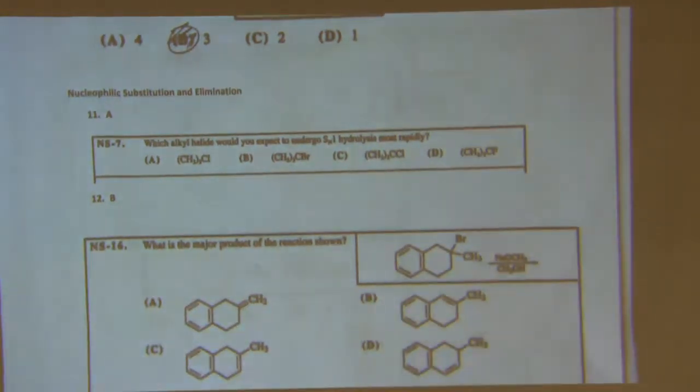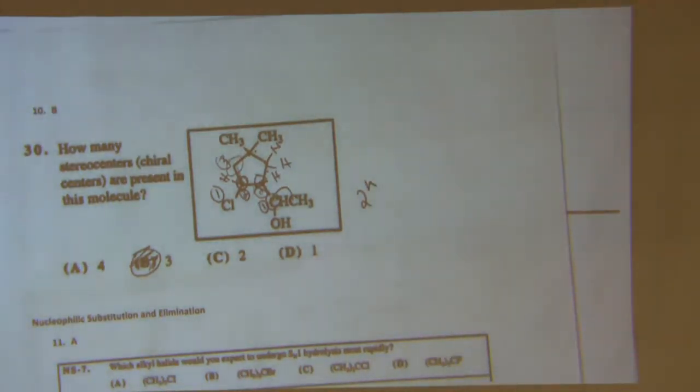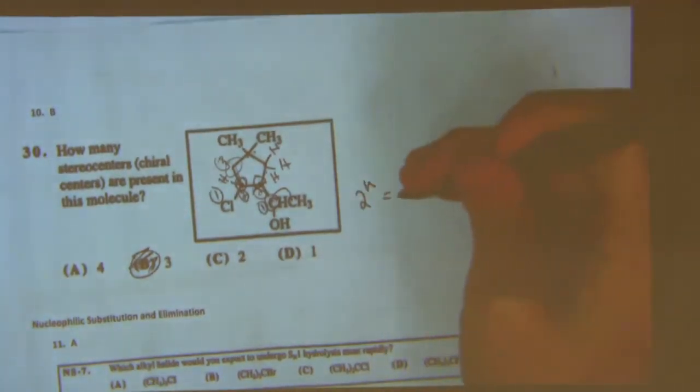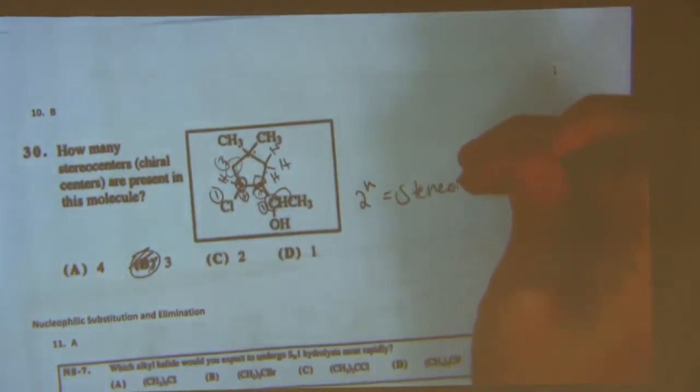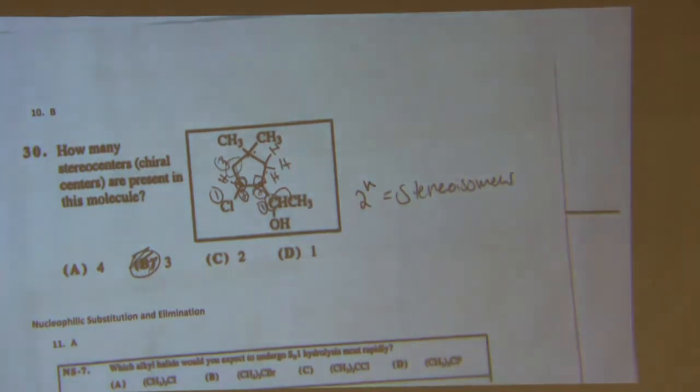It was 2 to the n. I'm sure that it's really easy math, but it makes no sense to me. Yeah, so I'm assuming n would be the number of chiral or stereocenters, and then that would equal your stereoisomers. That's the possible amount you can have, and the mesos you subtract.